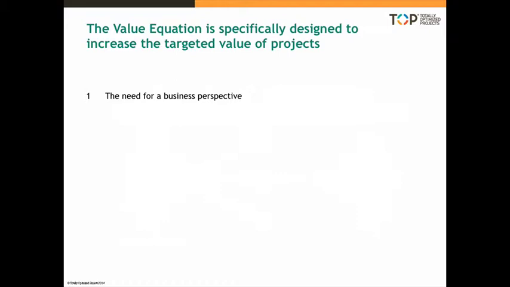The value equation is specifically designed to increase the targeted value of projects, and the first way it does this is bring a business perspective. Project teams, understandably, view projects from a project perspective. They are endeavouring to identify the benefits the project will deliver. But what the project delivers is not what will drive many of the benefits. It's the business outcomes that will drive the most benefits. But most projects never identify their desired business outcomes. Instead, they identify goals and objectives and possibly capabilities or things they do call outcomes, which are actually benefits.